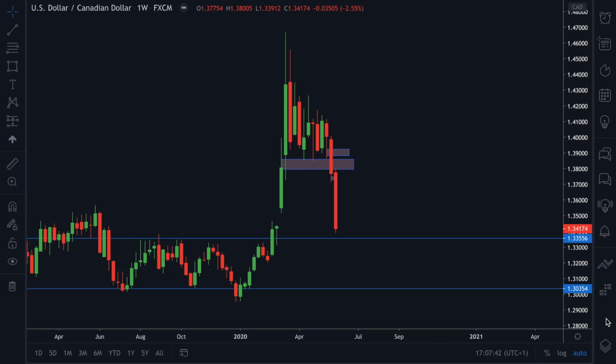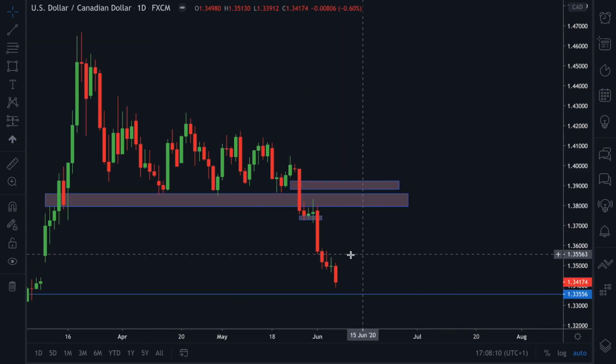From around March, there was a big gap up, and then price continued higher from around 1.34 up to 1.46.50. Now price slowly ranged lower and is breaking much lower. So dollar CAD is looking to push a bit lower. We've got these two levels here on the weekly which price is moving towards quite nicely.